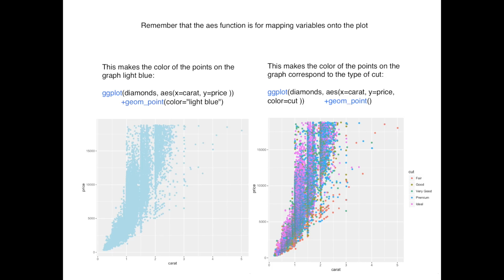Another thing to note is that the aesthetic function is for mapping variables onto the plot. So if I want to make the points on the plot blue, I don't specify the color inside the aesthetic function. I specify the color inside the geom point. So notice how these two are different.